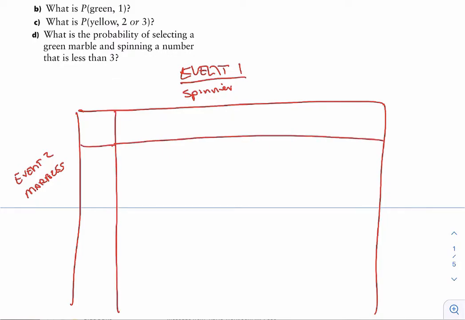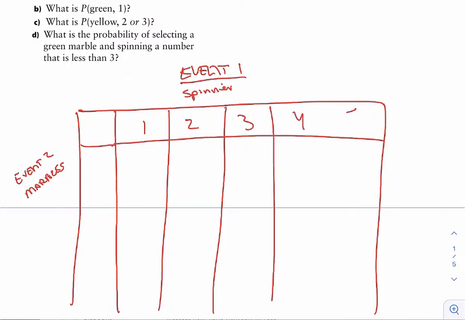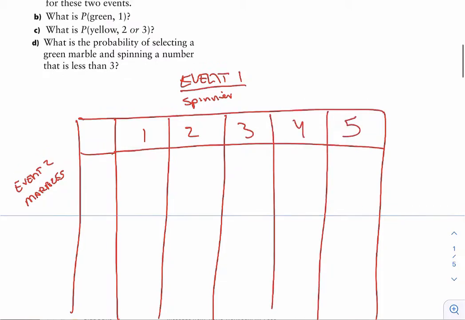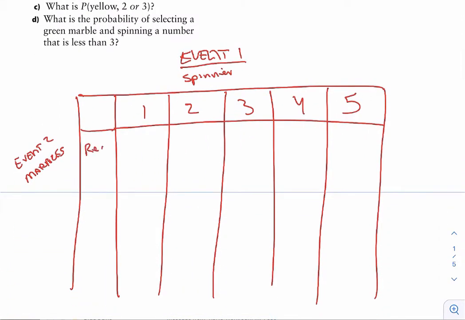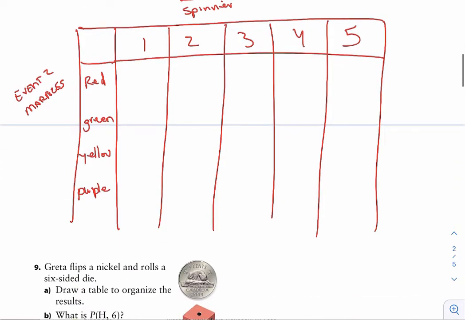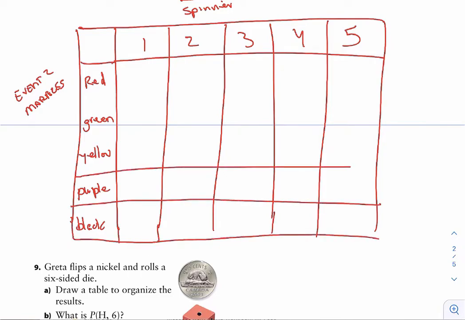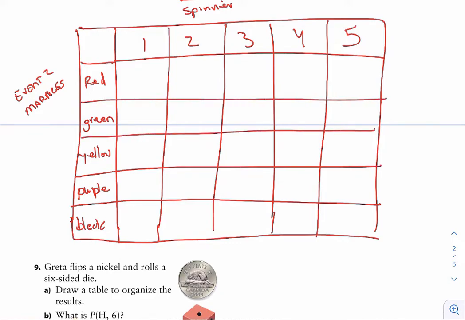Okay, so here I'm going to put all the spinners, and the spinner's possible outcomes were 1, 2, 3, 4, and 5. And then the marbles, if I look back here, what were they? Red, green, yellow, purple, and black. So there's all those. You can tidy that up a little bit. So I'm going to finish all my boxes for my table here. And now all I have left is to do the combinations.